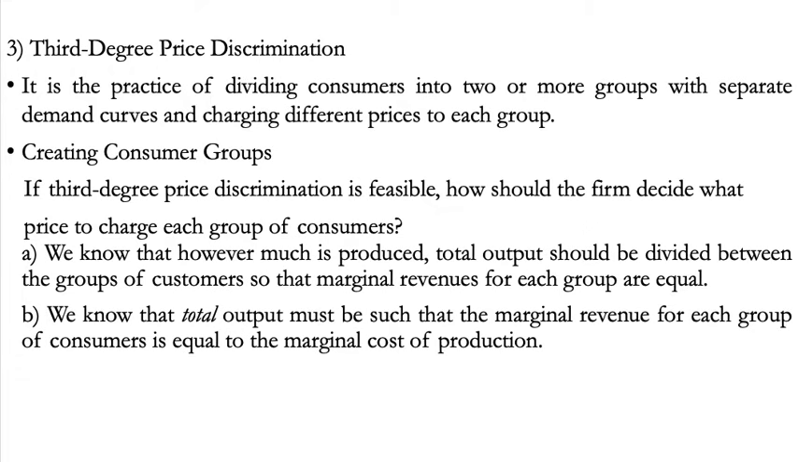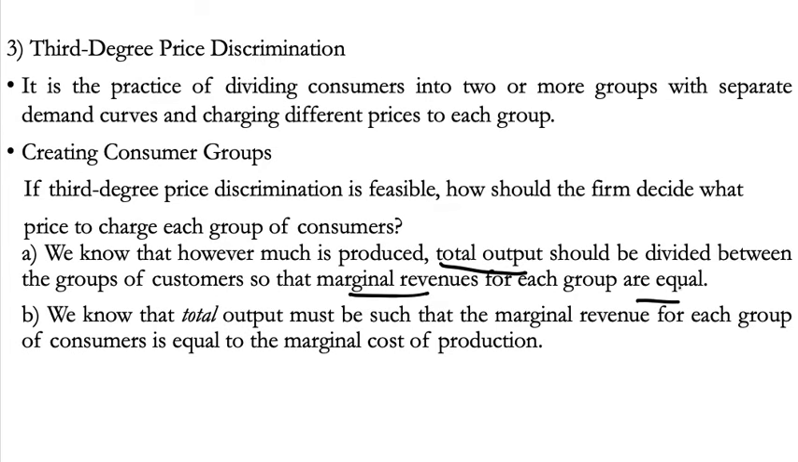Now, how to create consumer groups? If this kind of discrimination is feasible, how should the firm decide what price to charge each group of consumers? All right, there are two steps that you need to follow. Regardless of how much you want to produce, total output should be divided between the groups of customers so that marginal revenue in each group is the same.